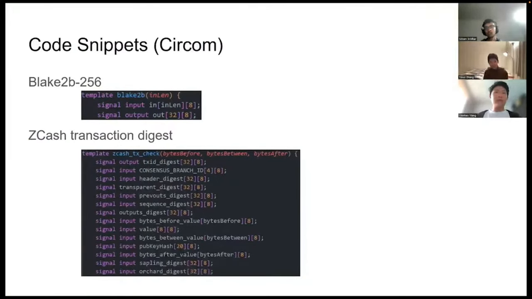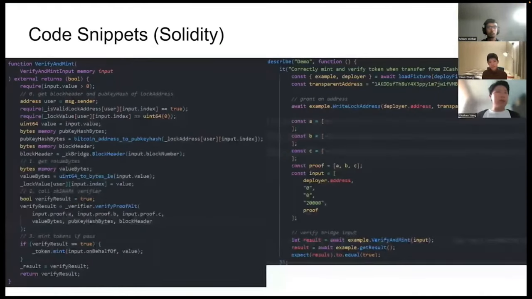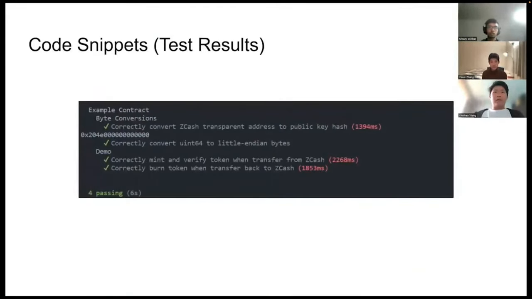For our implementation of the code, we present our Circom and Solidity implementation. For Circom, we have implemented the Blake2b-256 hash, which is using the Zcash implementation, and also implemented the Zcash transaction digest in Circom. As for Solidity, we have implemented verify and mint, which verifies the zero-knowledge proofs and mints the ZC token on Solidity, and also written test scripts to test this functionality's correctness. And you can see on the next slide that our code passes the test.